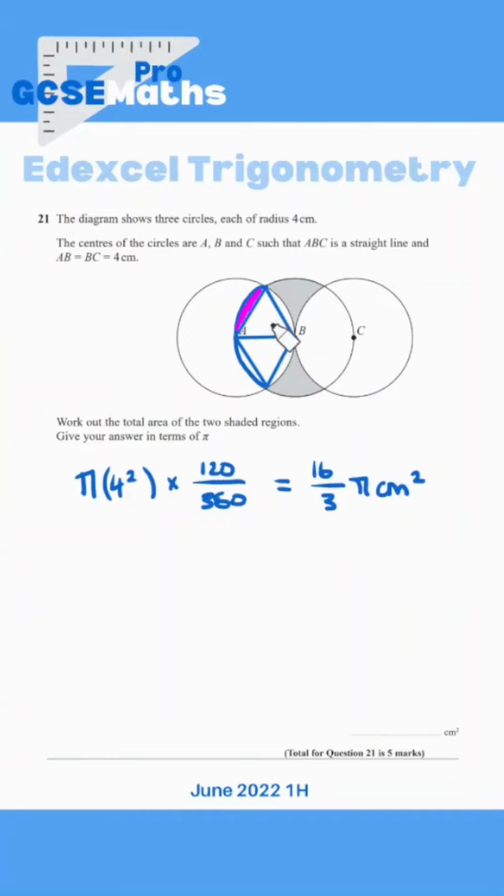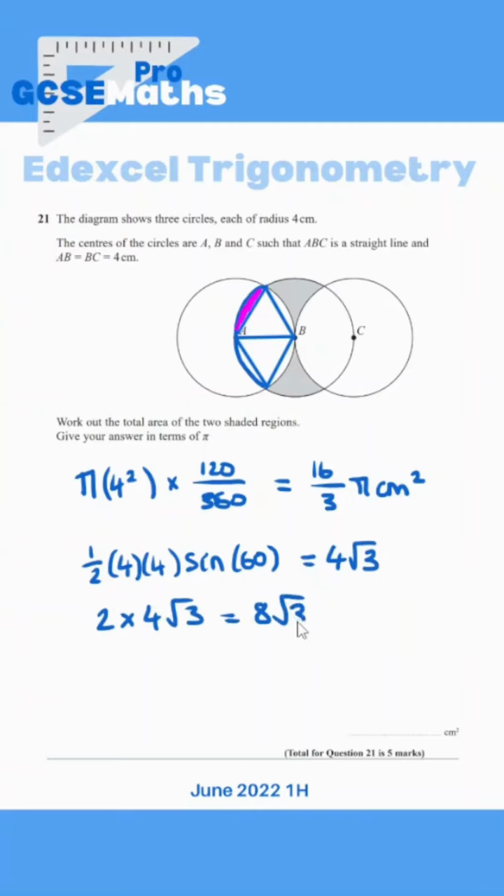So the area of this triangle, different ways to do it, I would probably use the trigonometric formula, which would simplify to 4 root 3. That is only 1 triangle, so therefore 2 triangles would be 8 root 3. So now I'm going to take them away. Obviously, I can't simplify it more than that. So that is the area of the 2 segments here and here.